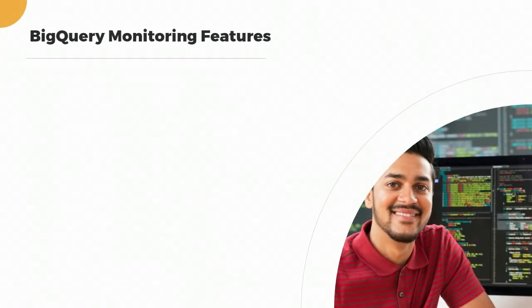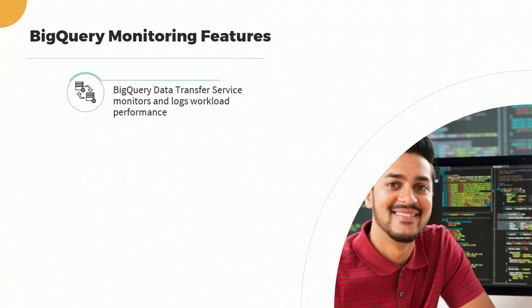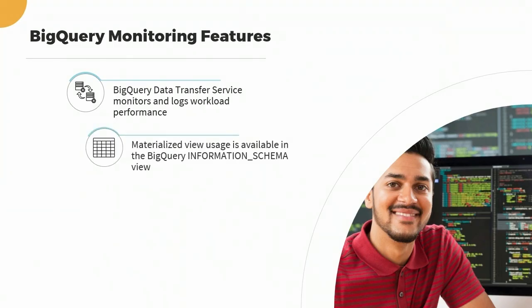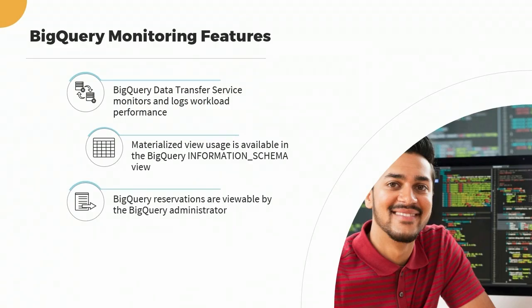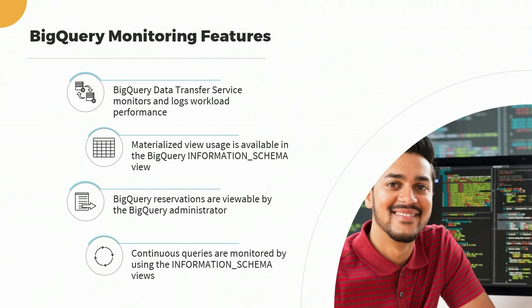Here's a couple more BigQuery monitoring features that I want to mention. One of them is that BigQuery Data Transfer Service will monitor and log workload performance for us. Materialized views usage is available in the BigQuery information schema view, so that's very useful if we're working with materialized views. BigQuery reservations are viewable by the BigQuery administrator. And continuous queries are monitored by using the information schema views that are built into BigQuery, so I can actually see how these queries are performing.